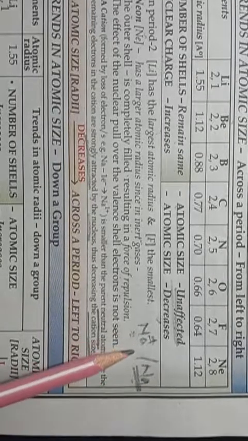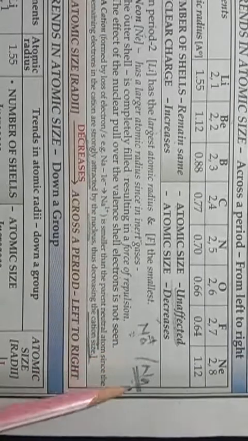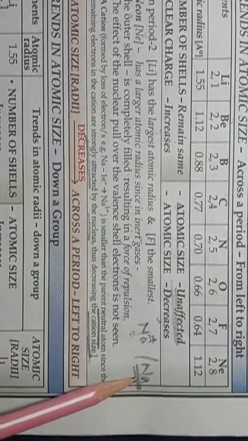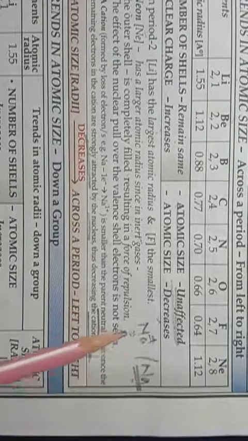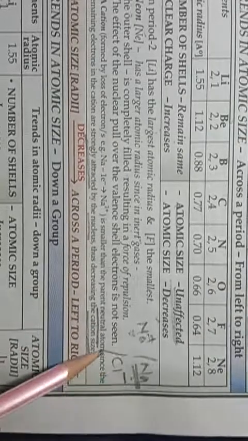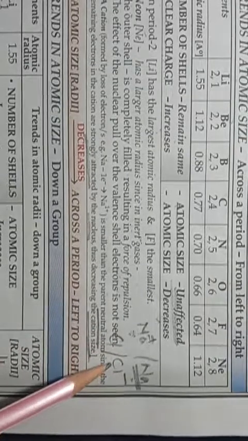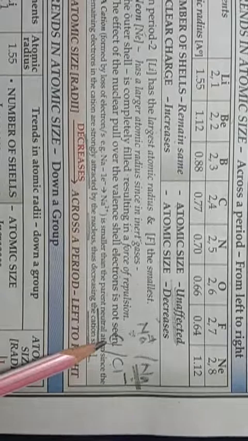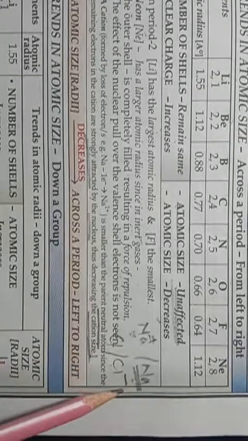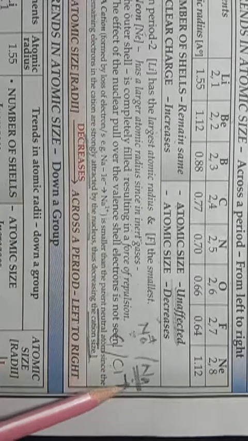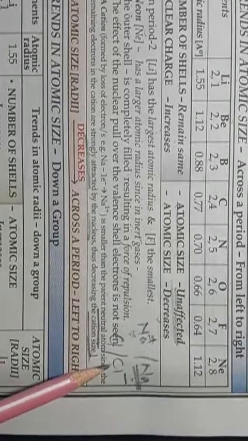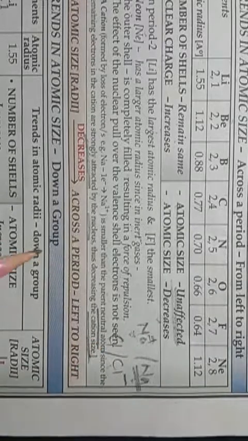Okay children, so always keep in mind that the size of a neutral atom will always be greater than its positive ion, and in the same way the size of a negative ion will always be larger than its related neutral atom, as in the case of chlorine and chloride ion. So the chloride ion will have a larger radius or size than the chlorine atom.